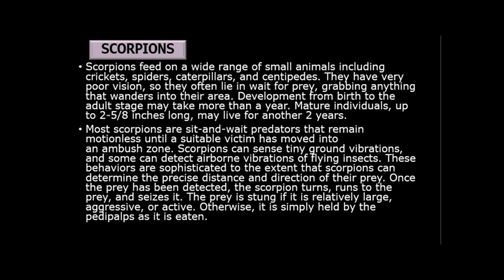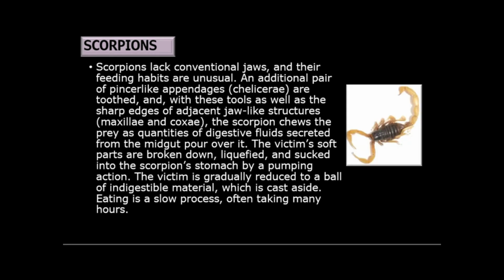Scorpions can sense tiny ground vibrations, and some can detect airborne vibrations of flying insects. These behaviors are sophisticated to the extent that scorpions can determine the precise distance and direction of their prey. Once the prey has been detected, the scorpion turns, runs to the prey, and seizes it. The prey is stung if it is relatively large, aggressive, or active. Otherwise, it is simply held by the pedipalps as it is eaten.